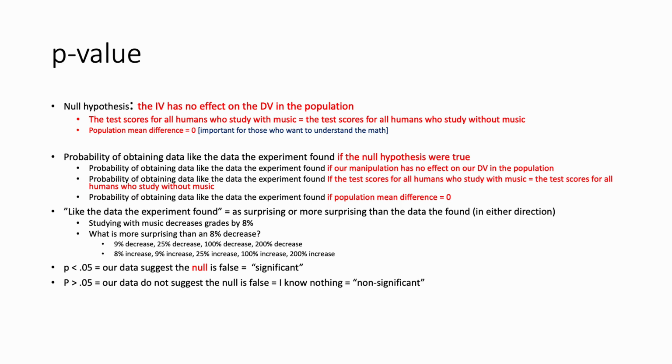Just like last lecture, when our p-value is less than 0.05, our data suggests the null is false, and we have a significant effect. We've made a scientific discovery. Everything I said before holds. P-value greater than 0.05, our data do not suggest the null is false. I know nothing, non-significant. Did I allow a baby to run my research again? Did I use bad science? Or is the null hypothesis true? I don't know.